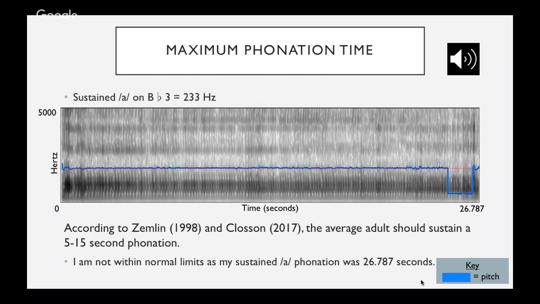The next parameter is the maximum phonation time. So this is essentially seeing how long you can hold your breath on a sustained vowel. I chose the ah vowel, and mine ended up being 26 seconds, which is a little bit outside of the range of normal limits, because normal limits are between 5 to 15 seconds according to Zemlin and Clausen.